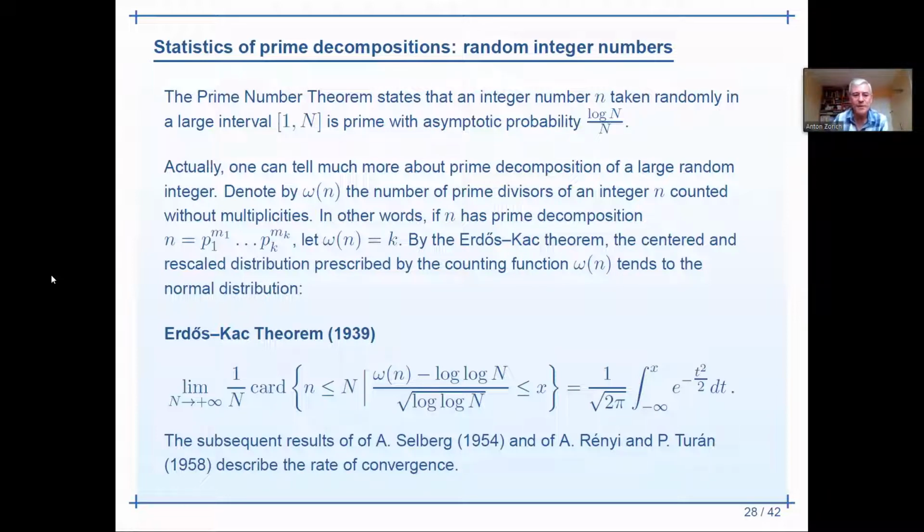And a classical theorem in this story is the Erdős-Kac theorem. Well, probably the most classical story is the prime number theorem. What is the probability that the number would be prime? The probability is about 1 over log n. But then you can consider more complicated decompositions. For example, you can ask how many prime factors you have without counting multiplicity. So I do not care about these weights m1, etc., and k. I count only the number of prime factors. The Erdős-Kac theorem says that the centered and rescaled distribution of the counting function omega tends to normal distribution, where you see the mean and the variance. So there are really not so many factors, and there were further results of Selberg, Rényi, and Turán describing the rate of convergence. So this is random integer numbers.